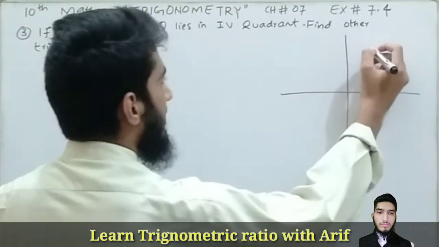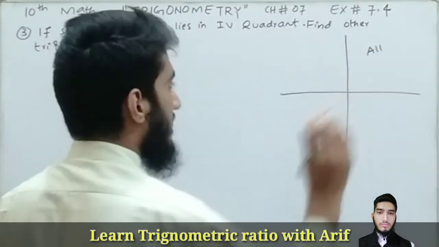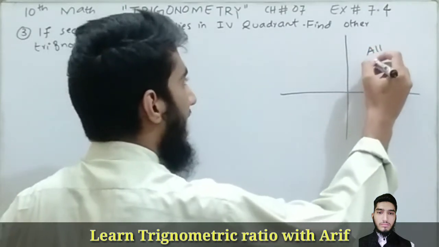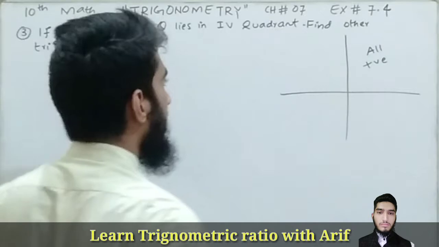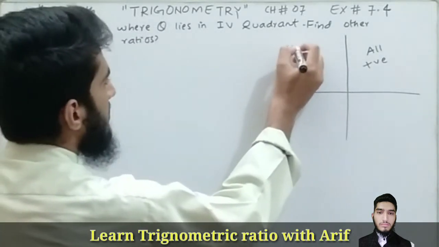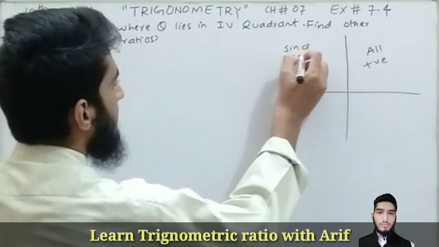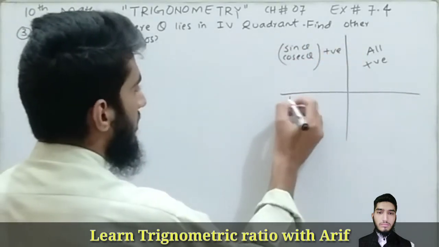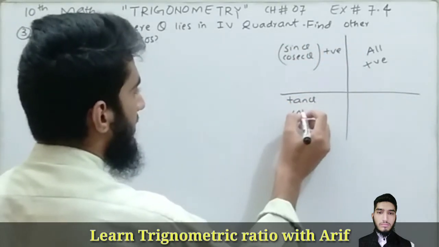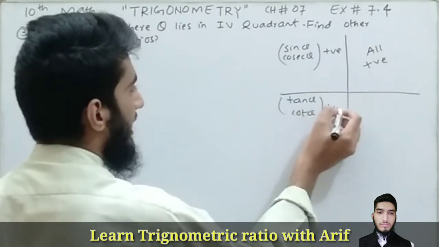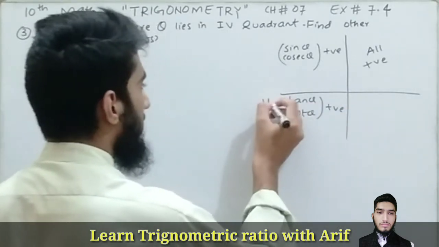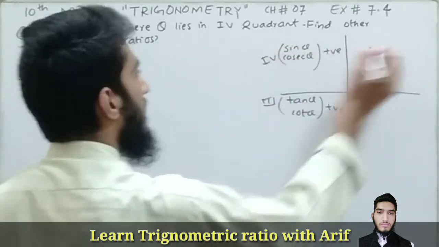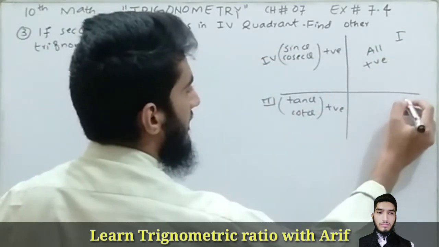Remember, this is the Cartesian plane. All six trigonometric ratios are positive in the first quadrant. In the second quadrant, sine theta and its reciprocal, cosecant theta, are positive. In the third quadrant, tangent theta and cotangent theta are positive. This is quadrant number 3, this is quadrant number 2, this is quadrant number 1, and this is quadrant number 4.